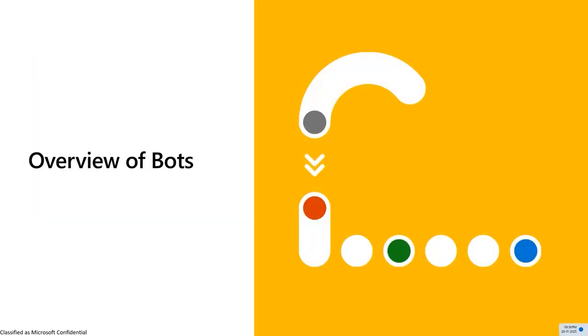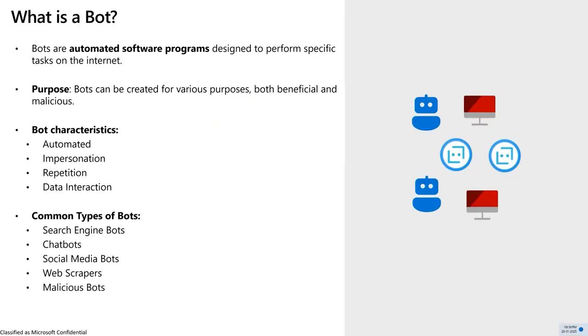Now let's move on to the next section, which is the overview of bots. Let's take a look at what bots are in general. So bots are automated software programs designed to perform specific tasks on the internet. These bots can be created for various purposes, both beneficial and malicious. So some of the bot characteristics are listed here.